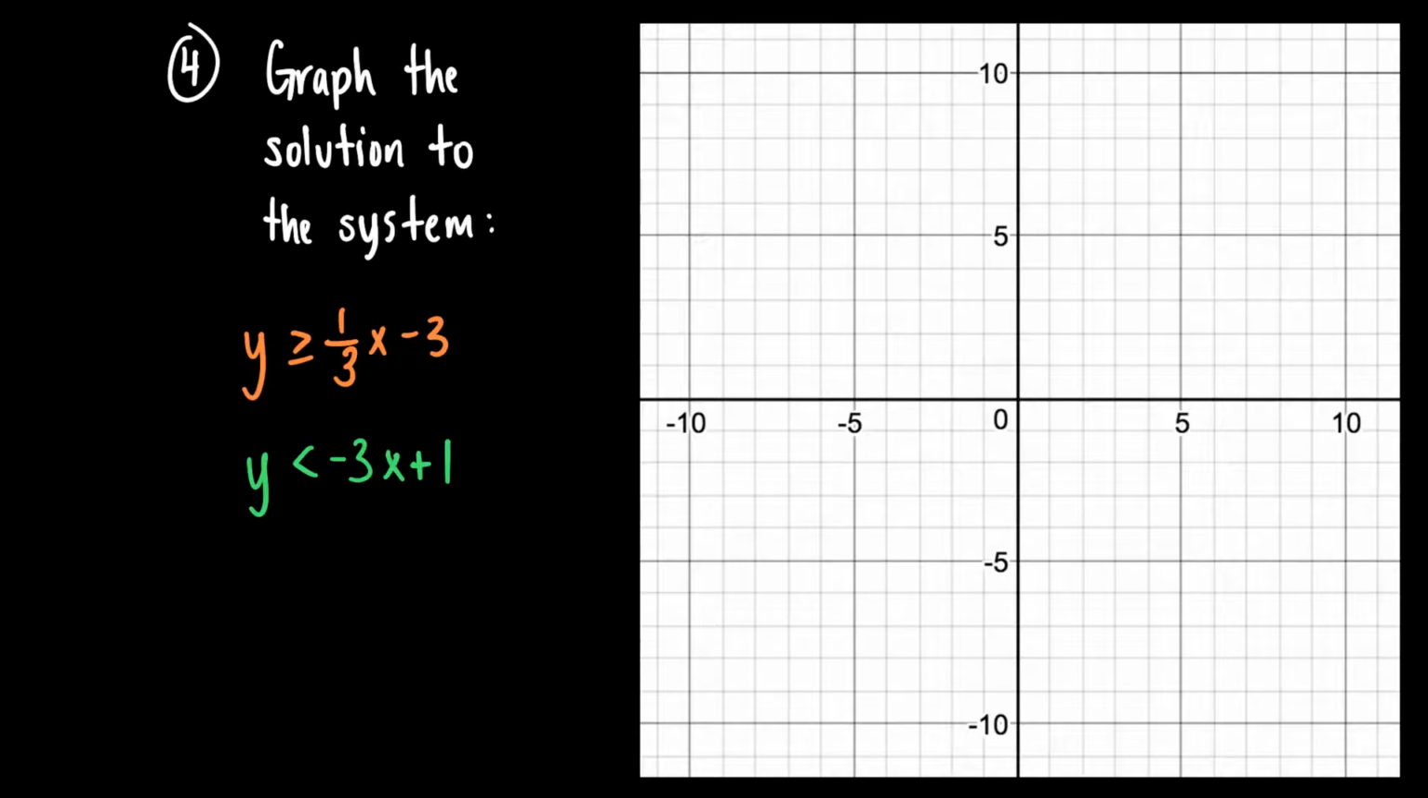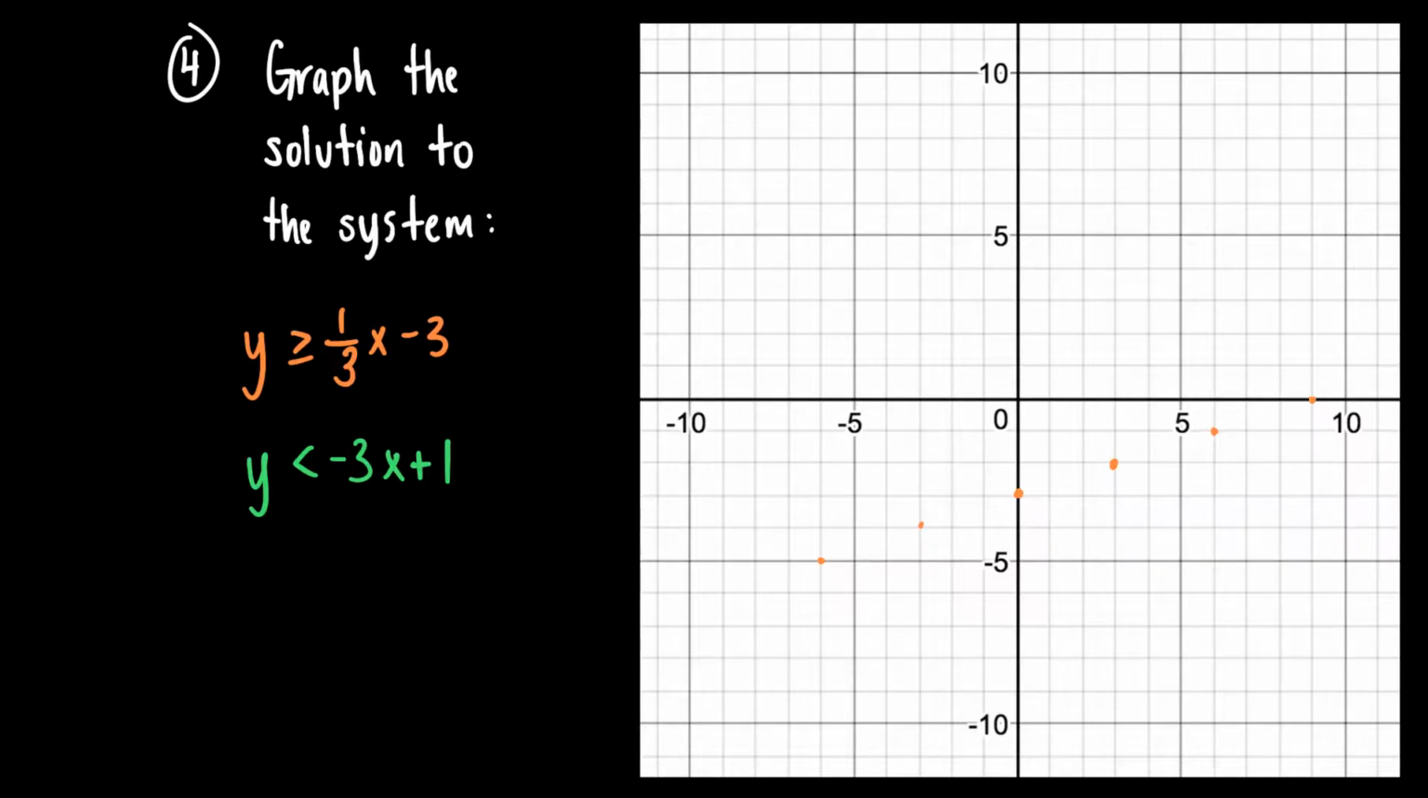Okay, so let's try this one. Graph the solution to the system. We've got y is greater than or equal to 1/3 x minus 3. So let's go ahead and graph that. We'll go down to -3 and put a point. Then our slope is up 1 over 3, up 1 over 3, up 1 over 3. We'll also go down 1, left 3, down 1, left 3, and we'll graph that.